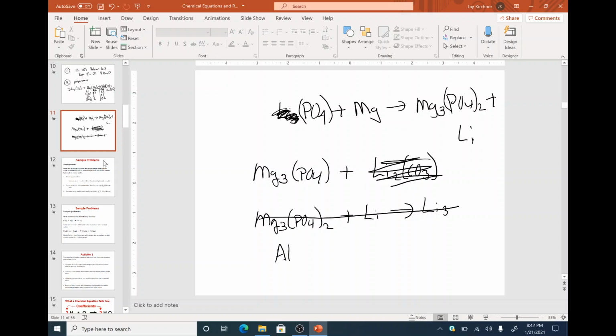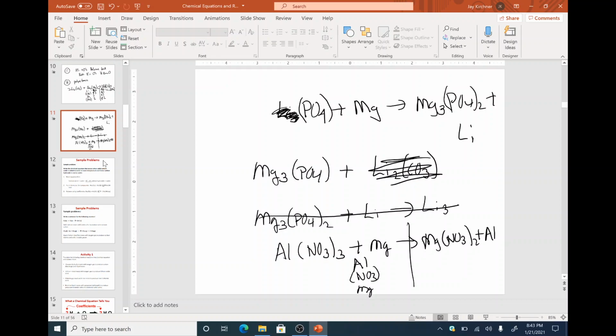Sorry. Aluminum nitrate plus magnesium produces magnesium nitrate plus aluminum. You say, okay, what's going on with this one? What's the big deal with it? So we've got aluminums to count, NO3s to count, magnesiums to count. So 1 on each side for aluminum. NO3 is a 3 and a 2. Magnesium's a 1 and a 1. There you go. We got 3 versus 2 and you can't avoid it. Everything else is balanced except for the 3 versus 2.